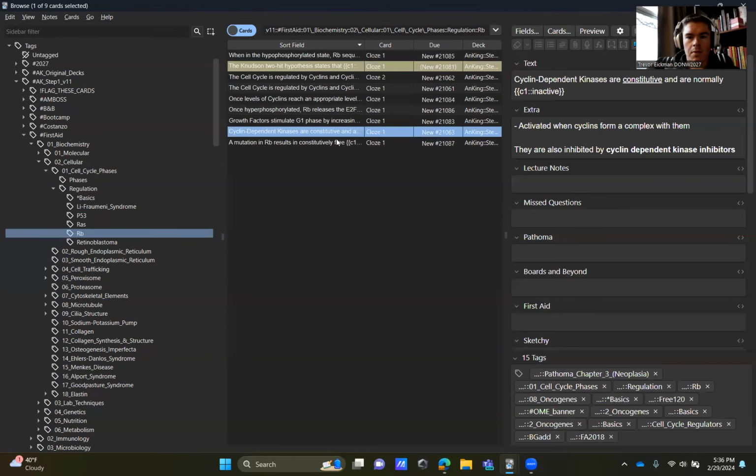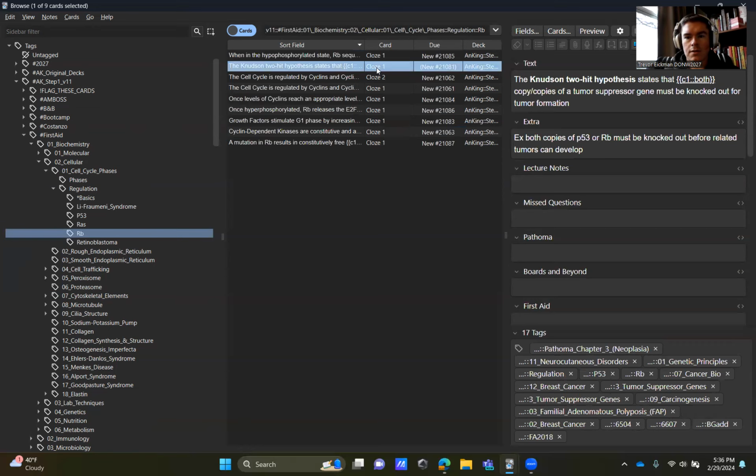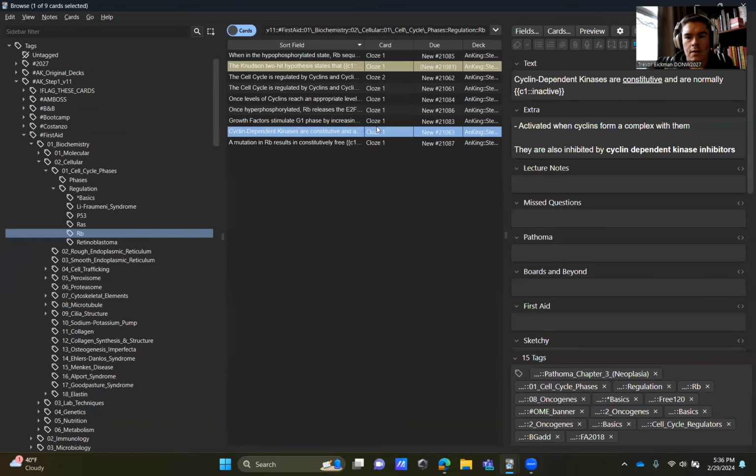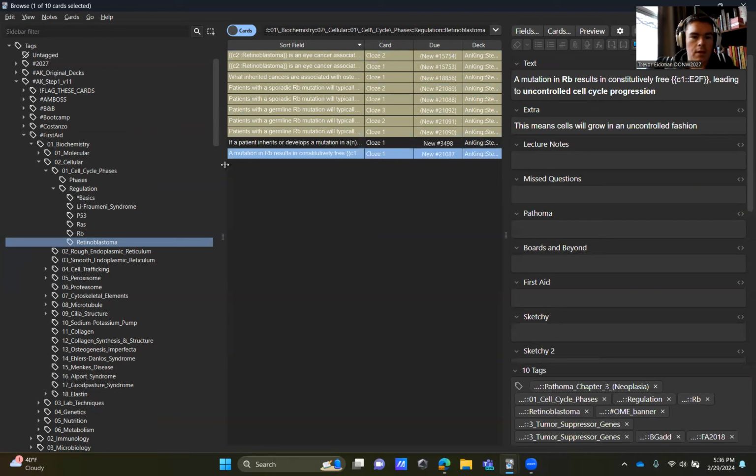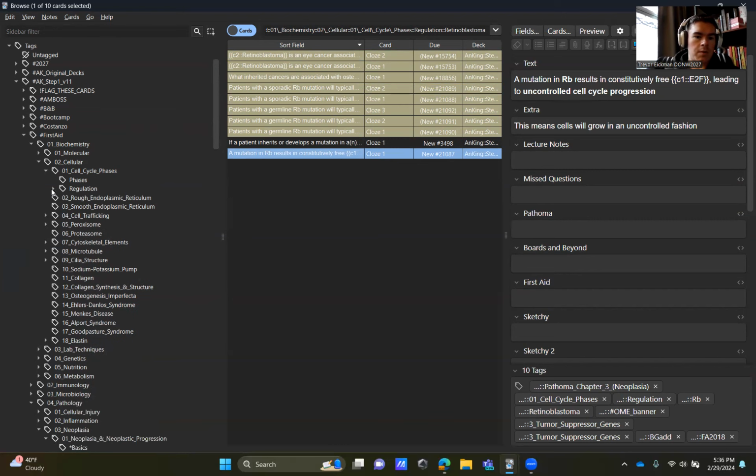RAS, none of them. RB, the first one, skip the second, and then grab the rest here. And then retinoblastoma, just the last two. And that is it for cellular under biochemistry. So I'm going to minimize that.